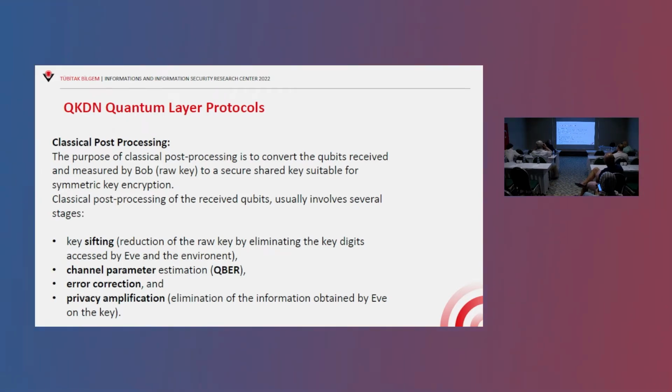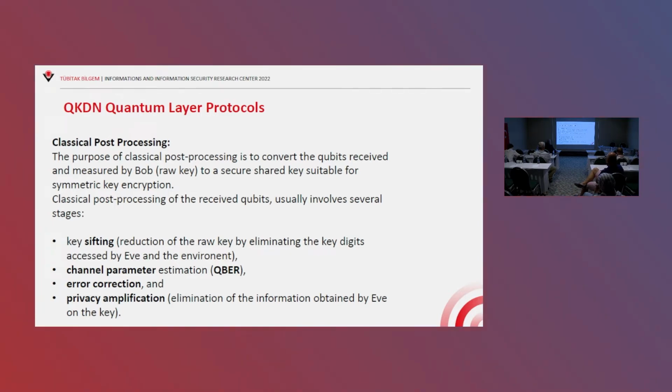So after the key is generated through entanglement or other means, and we obtain the raw key, there is classical post-processing. What does this classical post-processing do? It involves several stages typically, and it makes sure that the key that Alice and Bob have is the same actual key, and also that it is distributed in a secure manner. One is the key sifting, the first stage. That's the reduction, basically, of the raw key, where parts of the key that Alice and Bob think Eve has access to are eliminated. This is called key sifting.